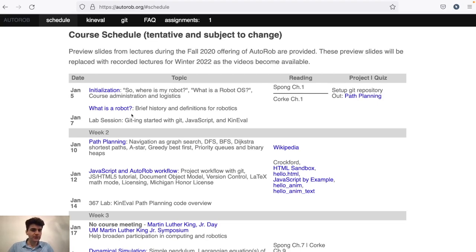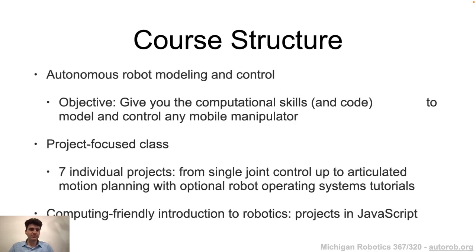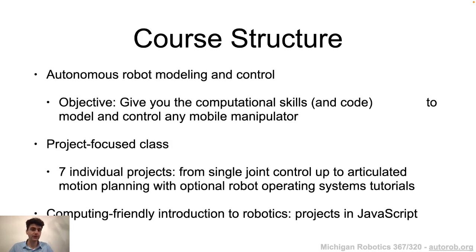Okay, so with those two important resources covered, the next thing that I want to talk about is the high-level structure of the course in terms of what it is that we'll be working on. As we talked about in the motivation for the topic, the high-level topic of this course is autonomous robot modeling and control, within this robot operating system framework that we discussed. And so the objective, like I mentioned earlier, is that you'll gain the computational skills, the programming skills, the modeling skills, so that you could actually build a robot operating system that could model and control a mobile manipulation robot.